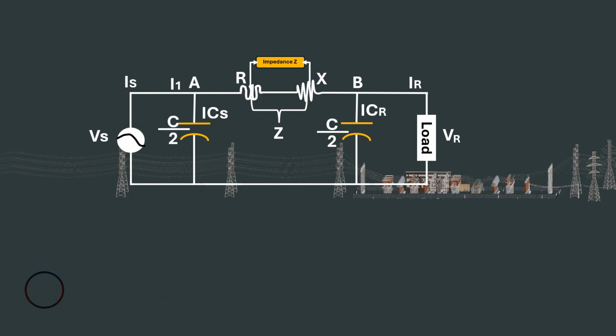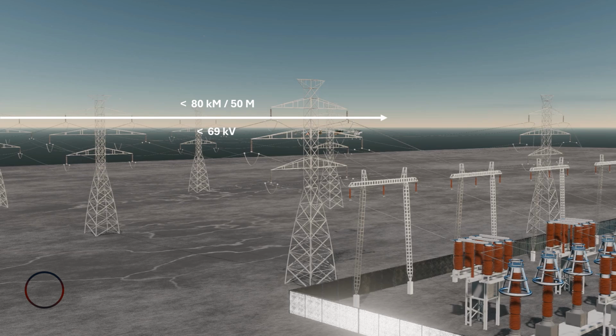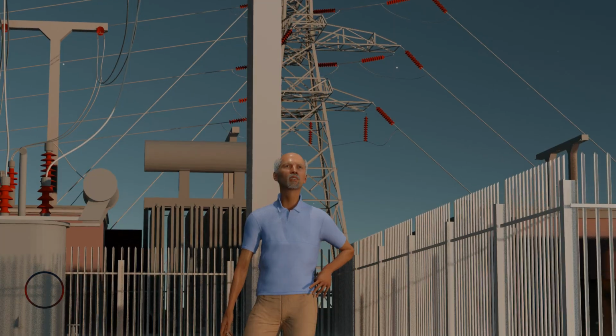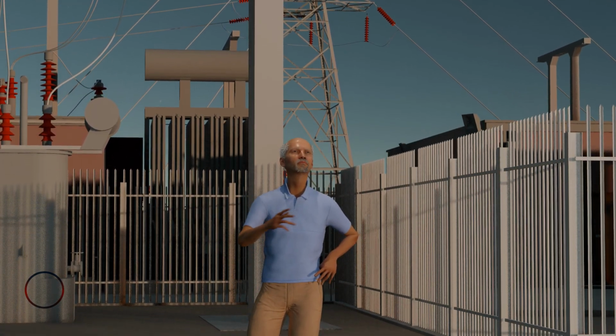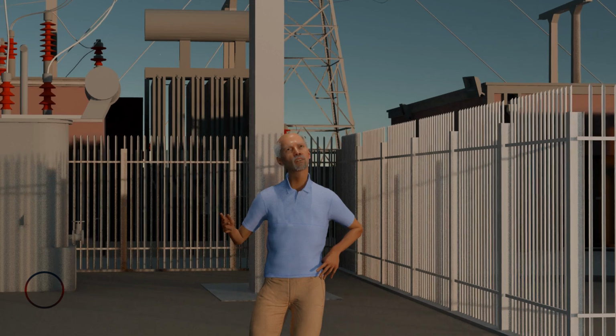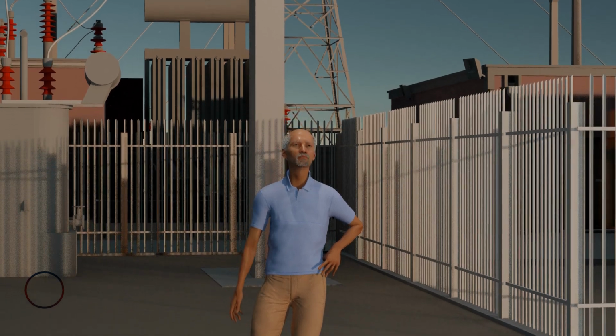Nominal Pi method is usually used to analyze medium transmission lines whose length is more than 80 kilometers and voltage greater than 69 kilovolts. If you want to find out more about the characteristics of these lines, you can check our previous series for that. Now back to the video.